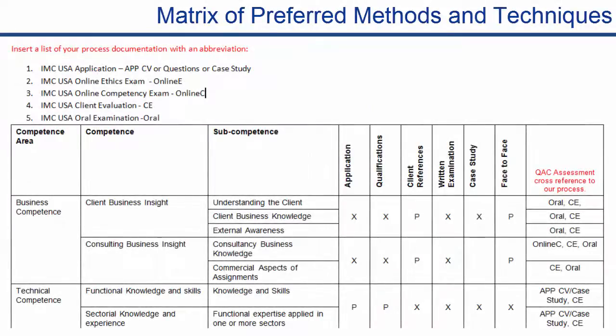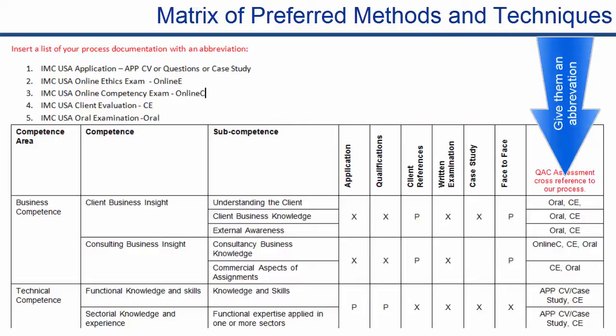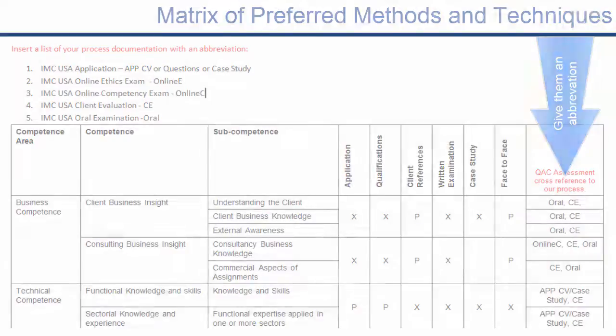We confirm a candidate is competent using 2 methods or techniques for each competency in the framework. This worksheet lets you list your processes and documents and then map them to each of the competencies. The QAC assessor will review this worksheet.